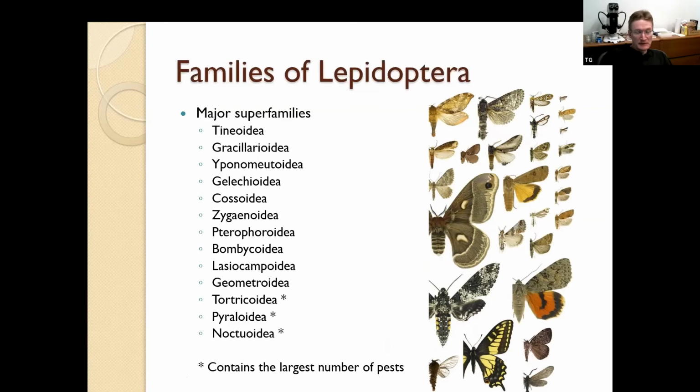There's a lot of families with small moths in them that are very obscure that you normally would not encounter. And so we're going to talk about these different superfamilies I have listed here. And at the very end of the presentation, the 3 superfamilies with the most number of pests we'll talk about at the very end, and those are the ones that you might be most likely to encounter.